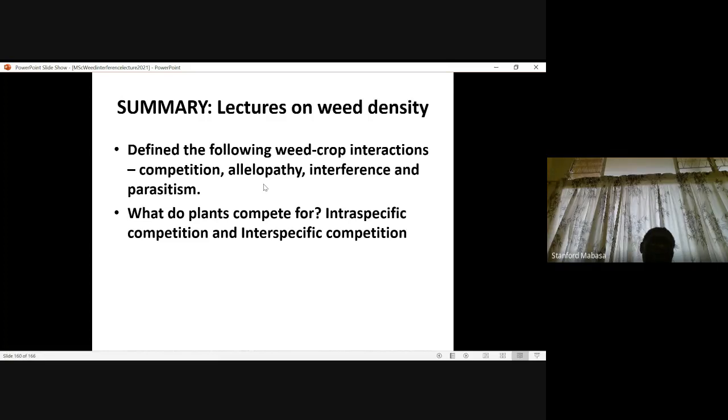above ground resources, like light, carbon dioxide, then below ground, nutrients and water. Then we tried to define intraspecific competition. We've been talking about this intraspecific competition and the interspecific competition.